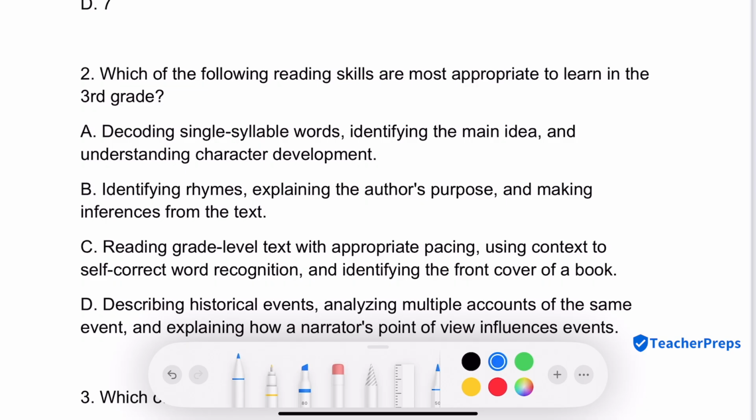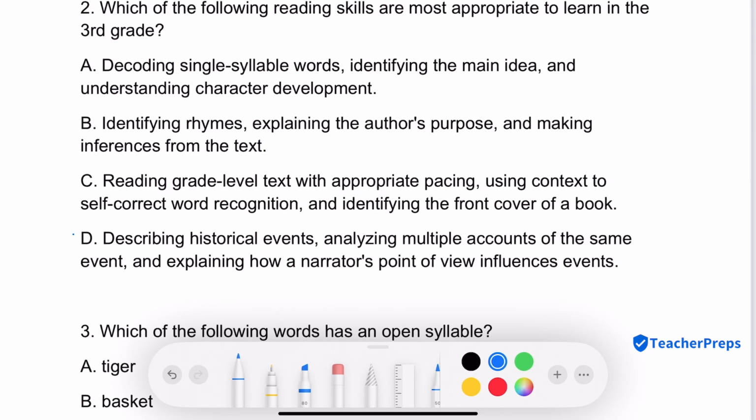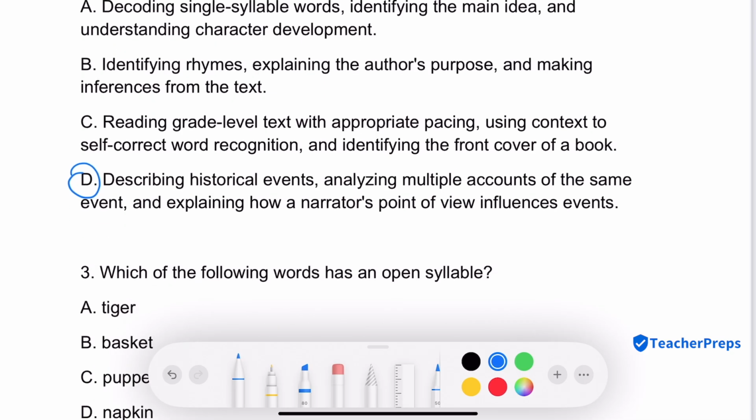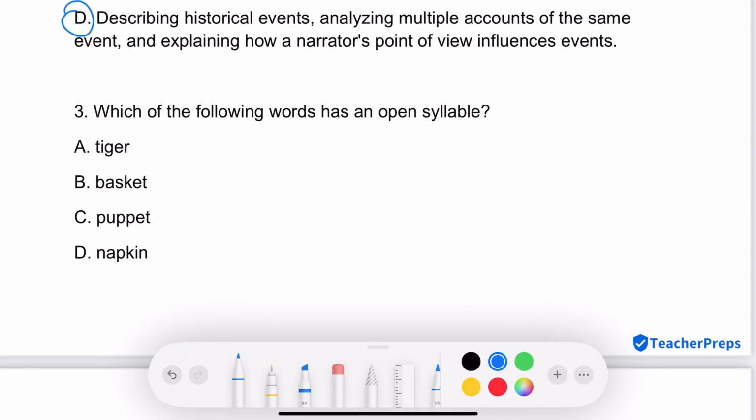So I see here that options A, B, and C all contain skills from kindergarten or 1st grade, like rhyming, for example. Option D, however, lists complex skills like analyzing historical events, and this is the best answer. So we'll go ahead and mark option D. All right, moving on to question number 3. This reads, which of the following words has an open syllable?